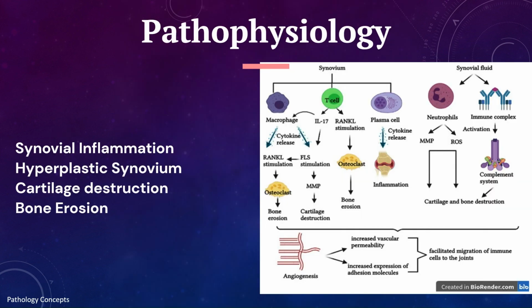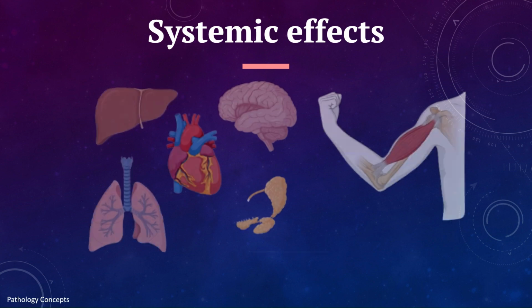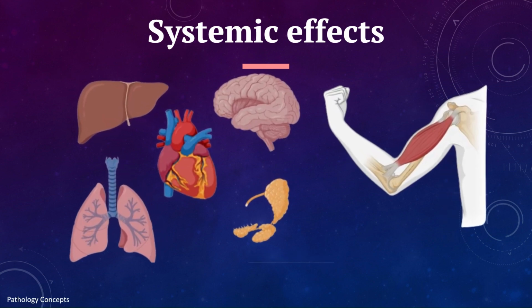The main pathophysiology of rheumatoid arthritis involves synovial membrane inflammation. Second is hyperplastic synovium. Third is cartilage destruction and fourth is bone erosion. Now let's learn about systemic effects. Rheumatoid arthritis involves systemic organs also.